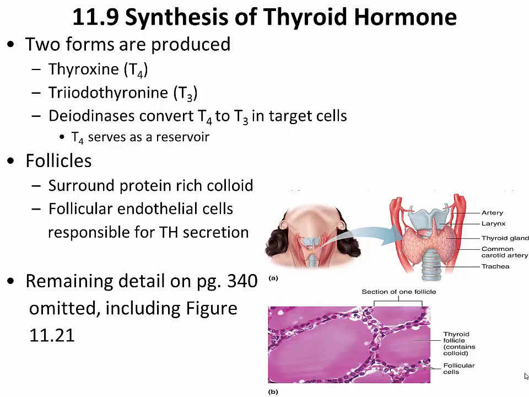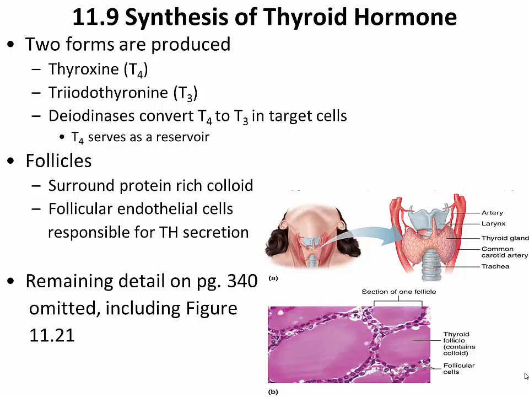Deiodinases, enzymes that remove one iodine, convert T4 to T3 within target cells. And so this means that T4, the circulating T4 in the plasma, serves as a reservoir for thyroid hormone, and it enables the body to more easily maintain constant levels of this very important hormone.